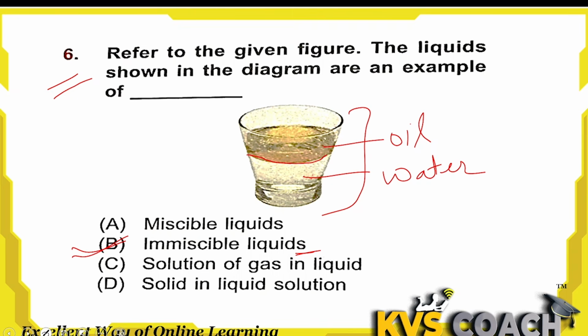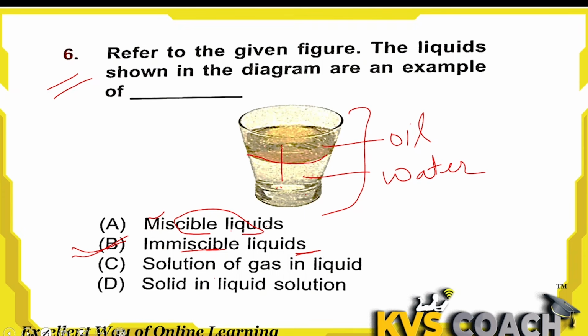If you are adding salt into water, that can be mixed together. Water into milk, that is a daily process. Water into milk can mix easily together. They are miscible liquids, which can be mixed together easily. But immiscible liquids are the liquids which cannot mix with each other. Oil and water are immiscible liquids. So B is the right answer here.